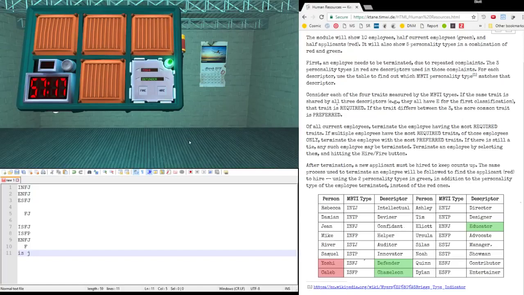Now, occasionally, you will have 2, maybe even 3 required traits, and nobody has all of them. In that case, you're just going to go by whoever has the most required traits. So technically, the required traits are not required per se, they're just a higher priority than the preferred traits. But that is how you go through human resources.